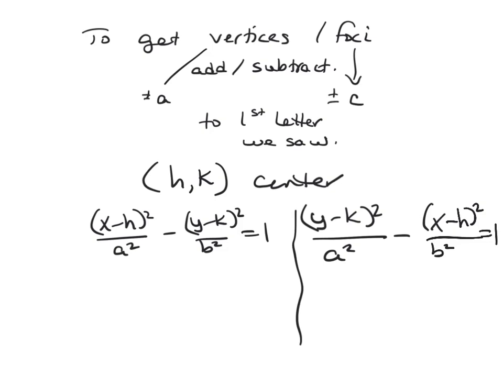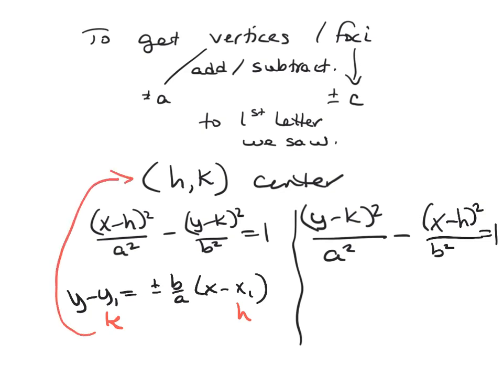We also have our formulas for the asymptotes. So y minus y1 equals plus or minus b over a, times x minus x1. Remember, this is your k, this is your h, so the y1 is k, the x1 is h, and you get those from the center. Same thing here, only difference is the slope, or that number in front. y minus y1 equals plus or minus, now it's a over b. And again, this is k, this is h, and you get it from the center point.